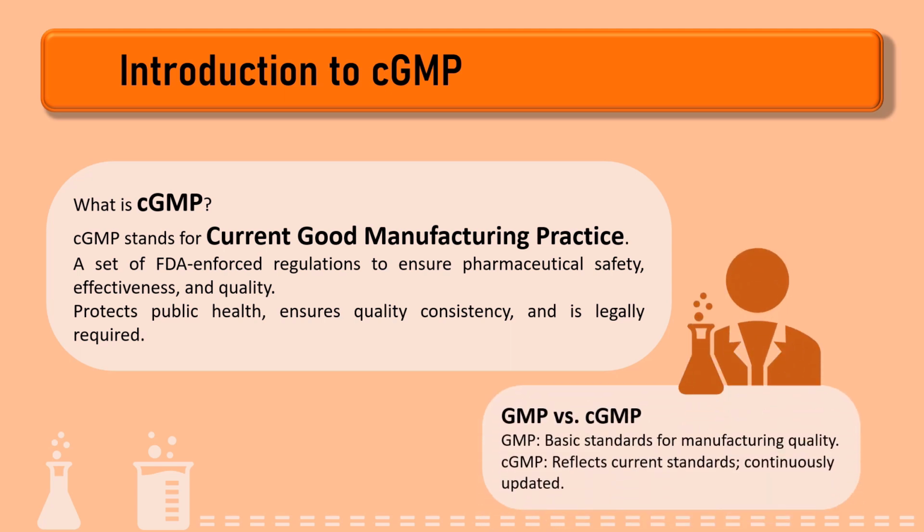GMP versus cGMP. Let's not get confused between GMP, that is good manufacturing practices, and cGMP, that is current good manufacturing practice. Although both the terms may sound similar, there is a slight difference between them. GMP is the set of principles that help manufacturers develop processes to ensure and maintain quality. cGMP reflects current standards, meaning companies must continuously update their systems and technologies to meet modern requirements to assure quality.